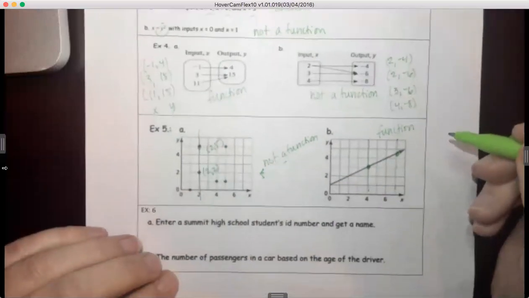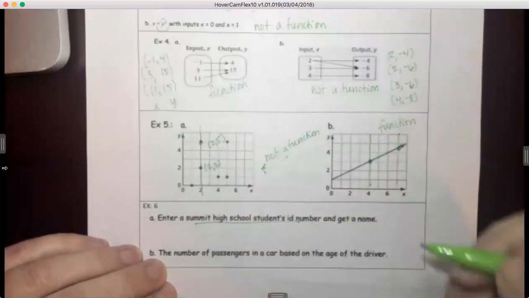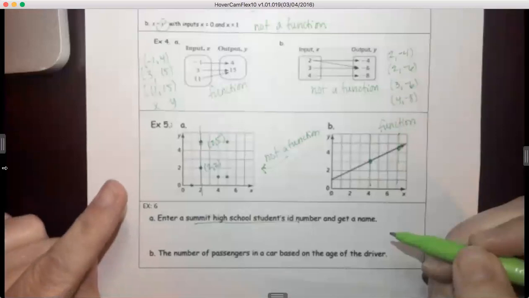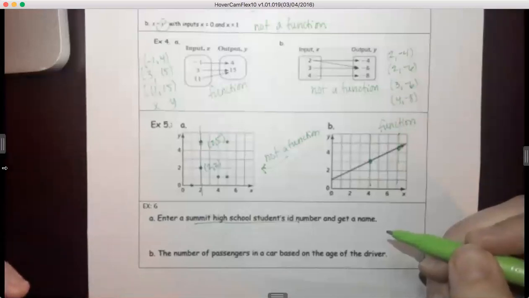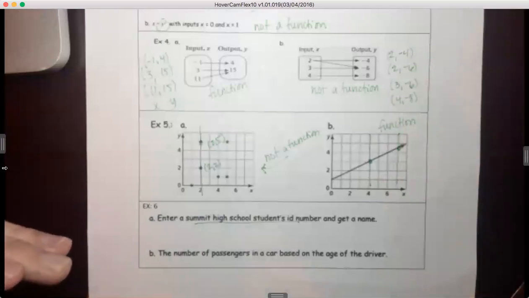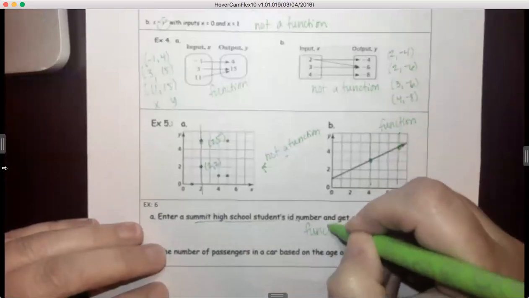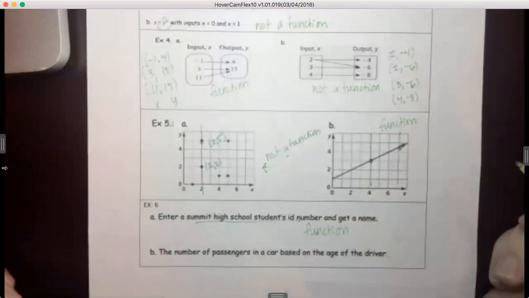Okay, enter a Summit High School student's ID number and get a name. Well, a student's ID number is only one ID number per student, right? It's a specific thing. You can't have 2 people with the same ID number. That doesn't make any sense. I couldn't put my ID number in and get my name, and then Miss Wilson has the same ID number and her name comes up too. That doesn't work, right? It's like a social security number, a driver's license number, anything like that. So this would be a function because we want to think about, can you have different x's all the time.